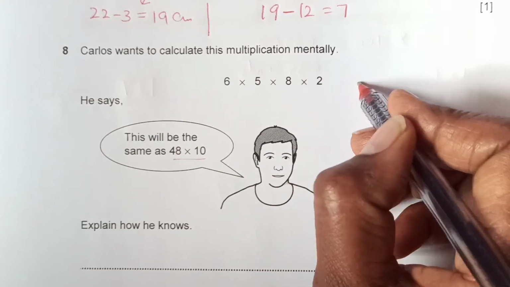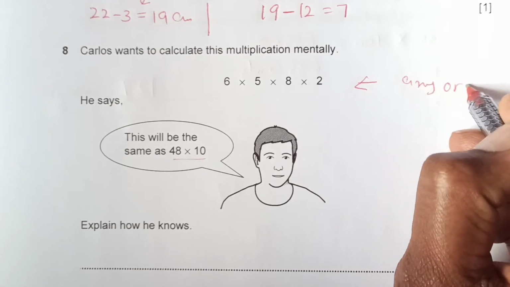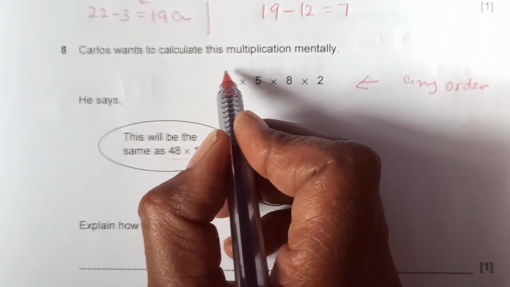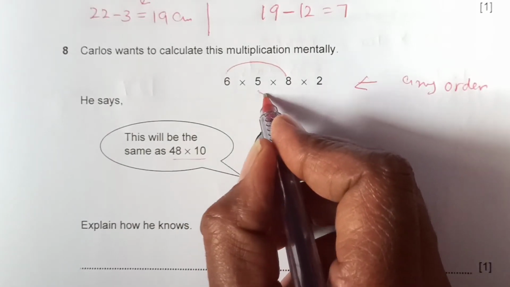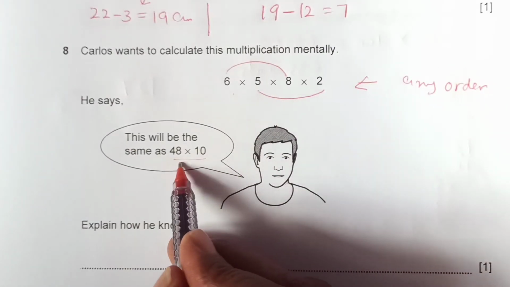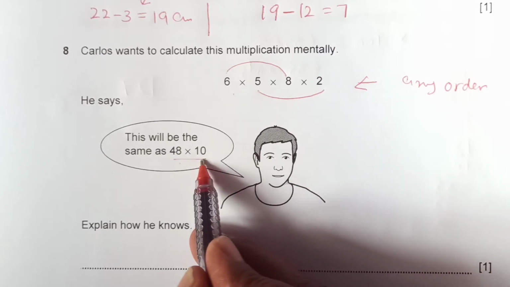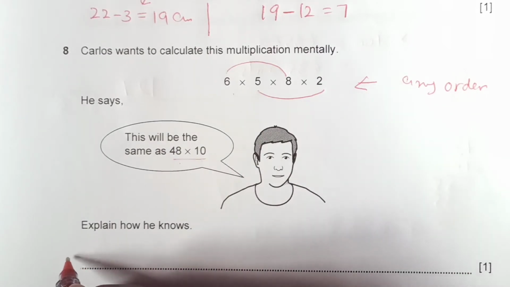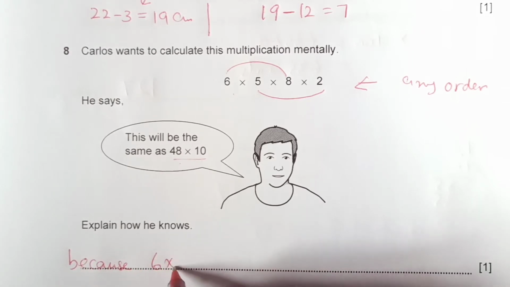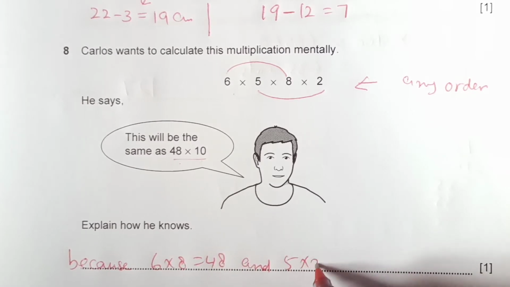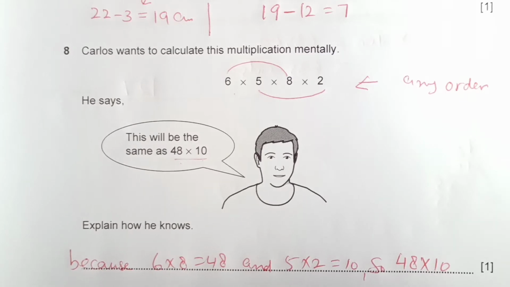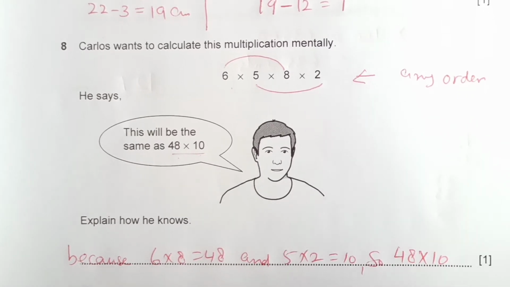Multiplication can be in any order. We can use any order to multiply. So what he has done is 6 times 8 and 5 times 2. 6 times 8 gives you 48 and 5 times 2 gives you 10. So how he knows? We can write down, because 6 times 8 is 48 and 5 times 2 is 10. So it will be 48 times 10. That's it for this number 8. So let's move to the next question.